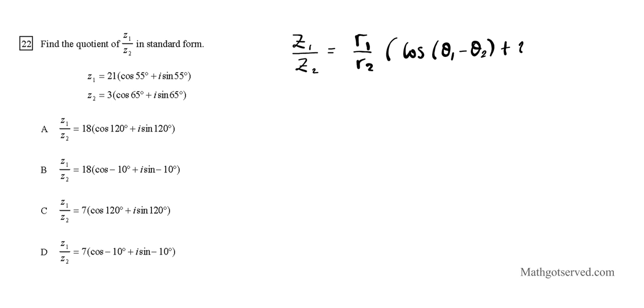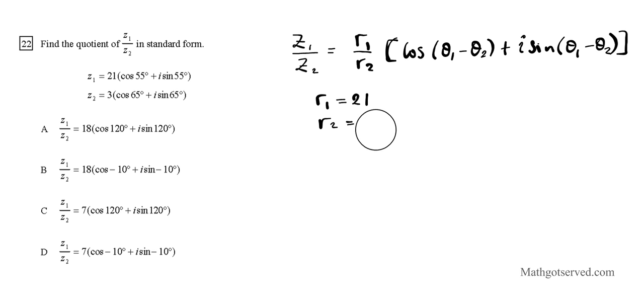All right, let's move on to the next question, question 22. We're going to be applying the quotient property for complex numbers. When you're dividing two complex numbers, z1 and z2, the quotient is r1 over r2 times cosine theta 1 minus theta 2 plus I sine theta 1 minus theta 2. So you find the quotient of the radii, and then multiply by cosine of the difference of the angles, plus I sine of the difference of the angles. We can see in this problem, r1 is 21, r2 is 3.